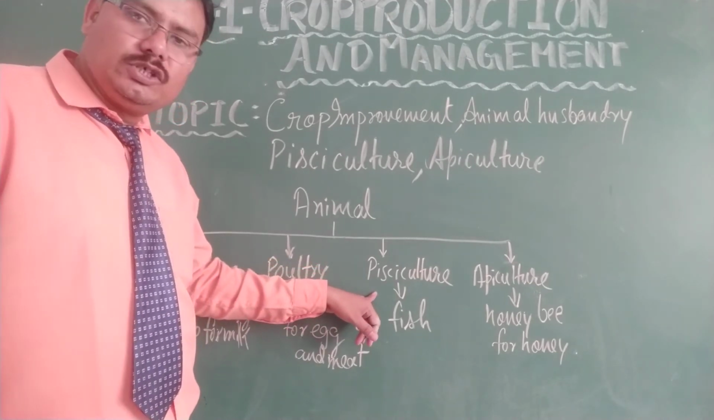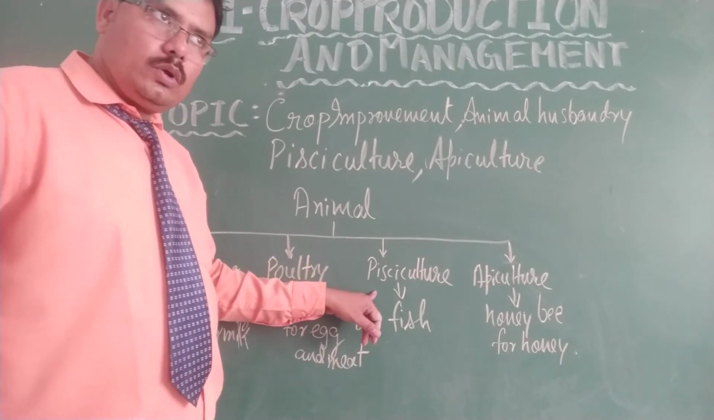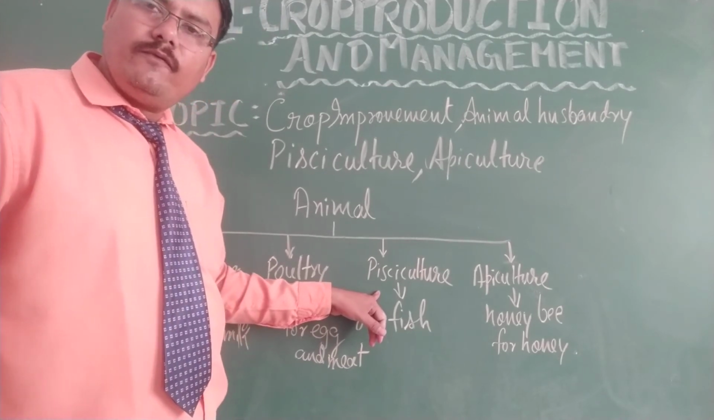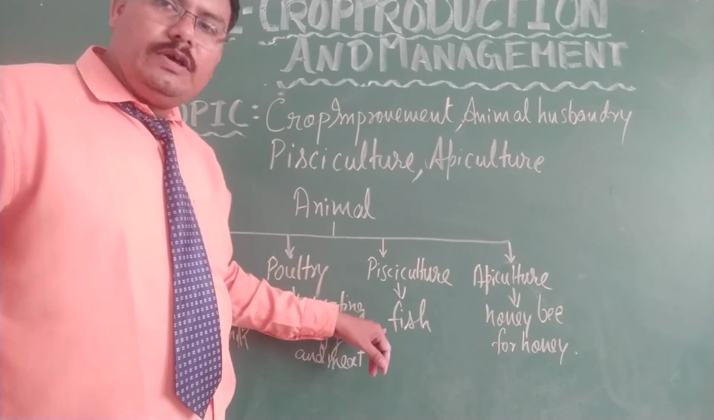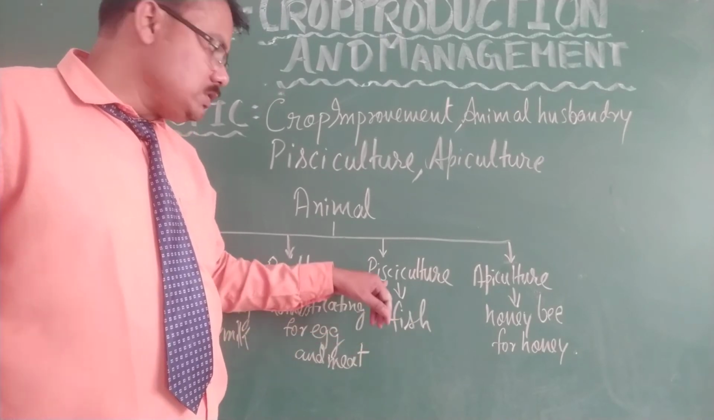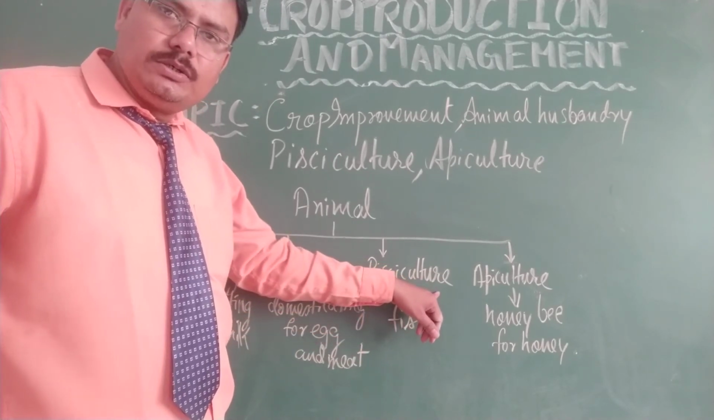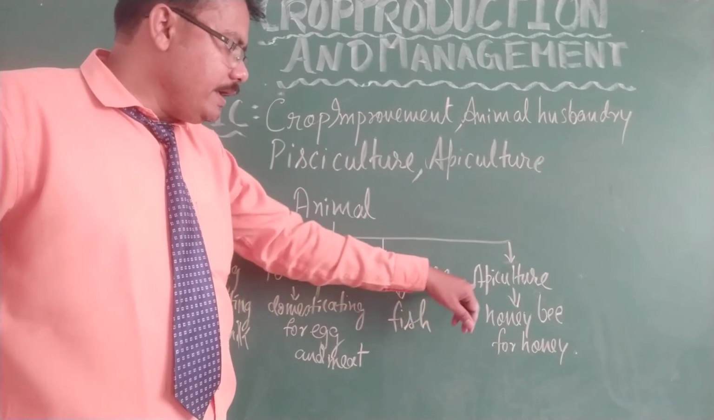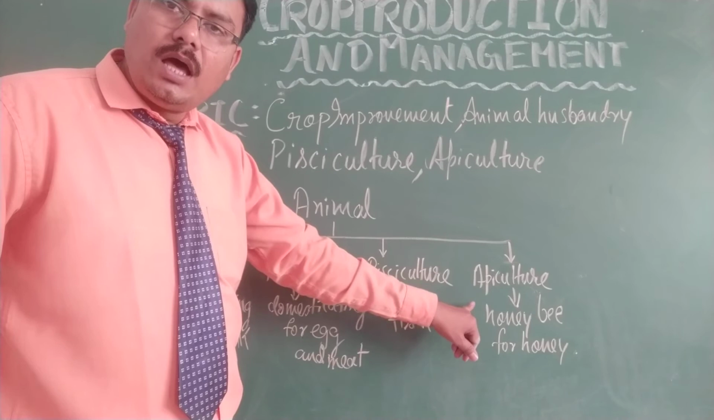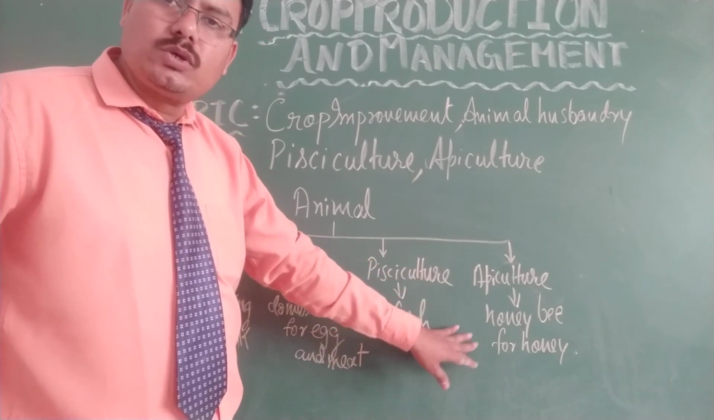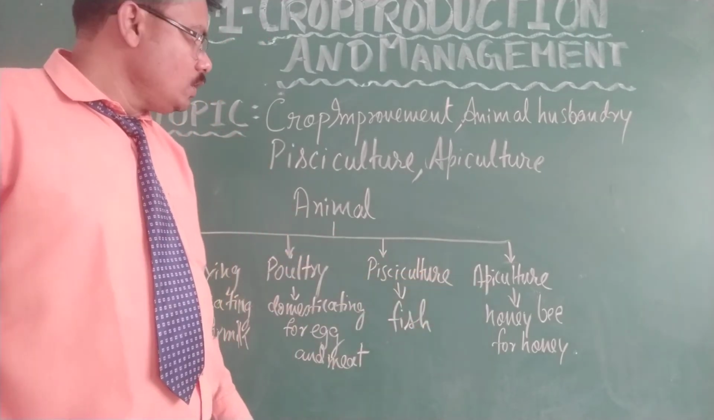Next is pisciculture, the rearing of fish for eating them. This is called pisciculture. And apiculture is the rearing of honeybees to get honey from them.